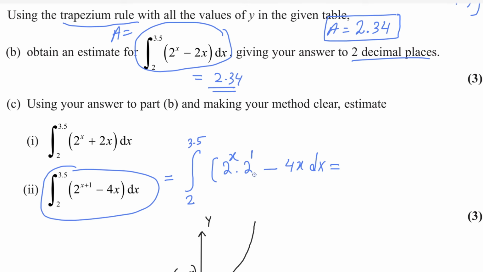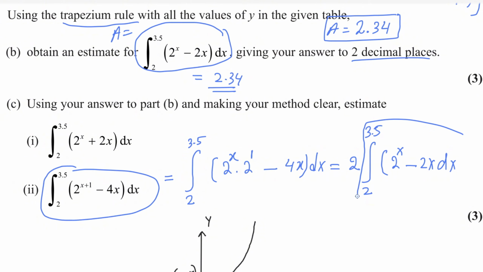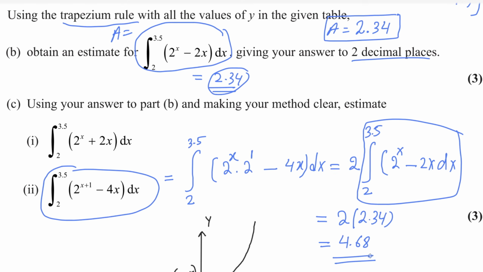In the next step, 2 is common between these two terms. You will keep this 2 outside, so it will be 2 times the integral from 2 to 3.5, and inside the bracket we are left with 2 to the power x minus 2x dx. It is exactly like part B, similar. You can see the answer of this one is 2.34. Therefore you multiply 2 by 2.34. And finally the answer for the second part of C is 4.68. This is the answer for the second part of C.